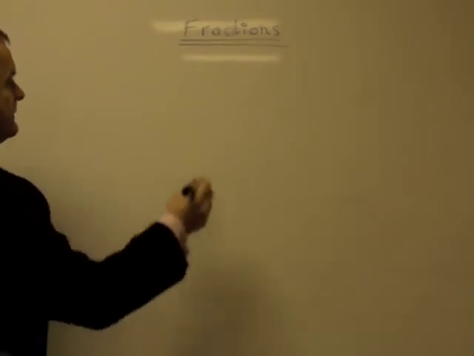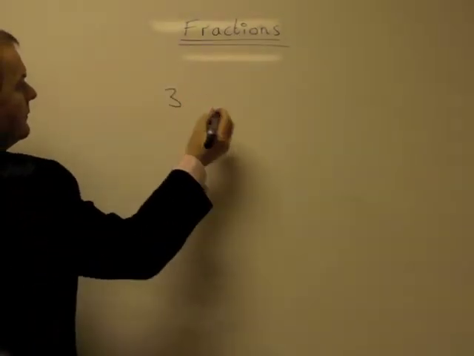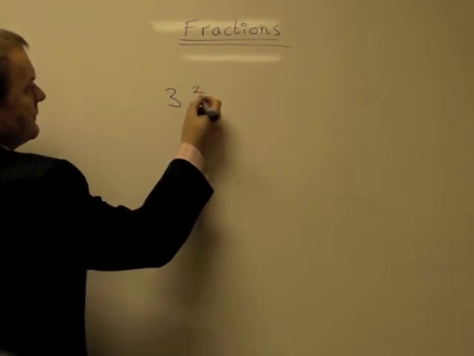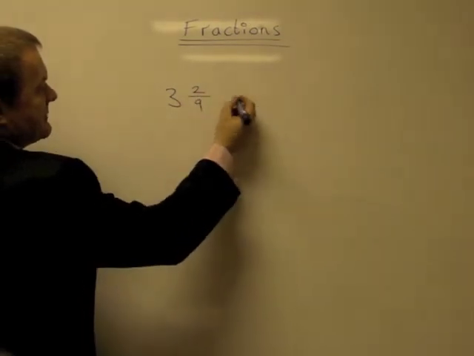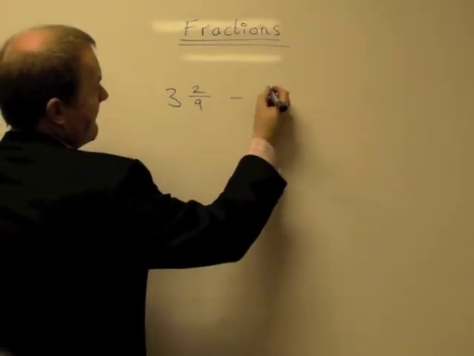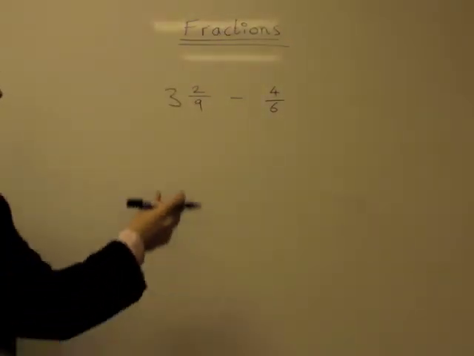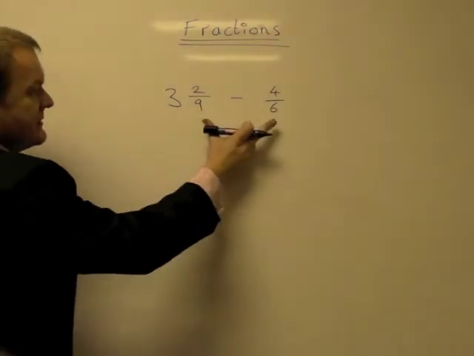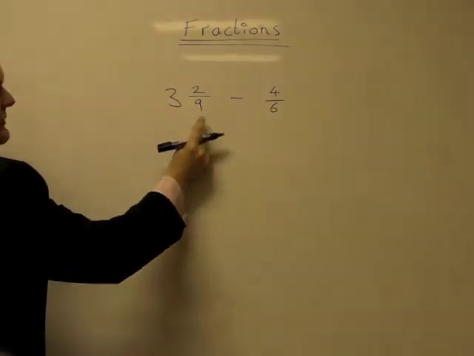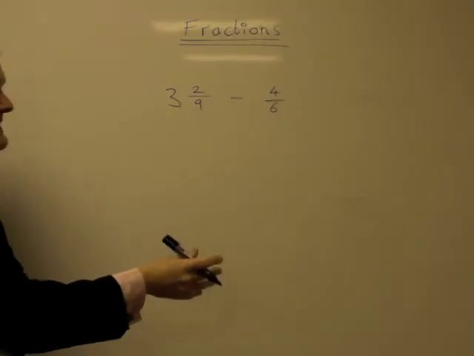Okay, one more example. 3 and 2/9 take away 4/6. Okay, so again, I've got a whole number, I've got mixed denominators, so I need to sort these out first. So 9ths and 6ths, I'm going to work in 18ths.